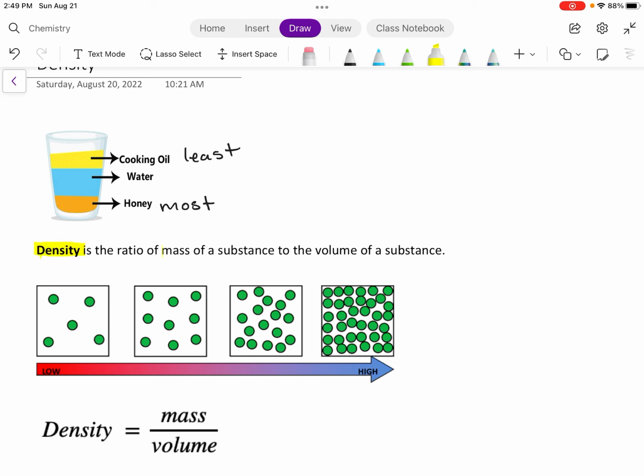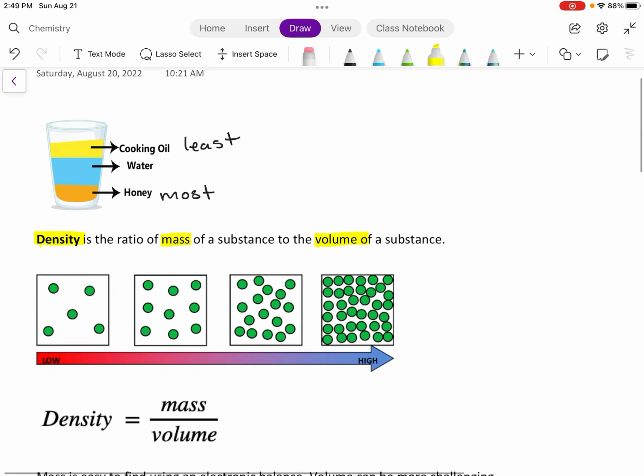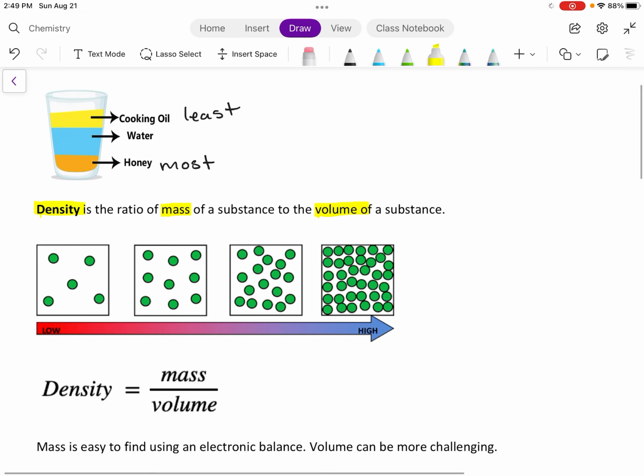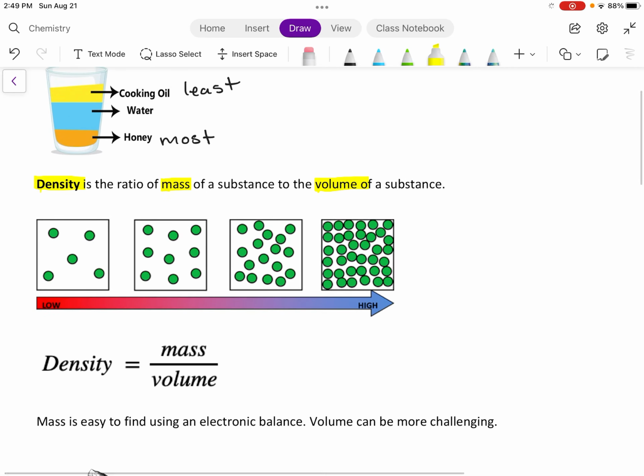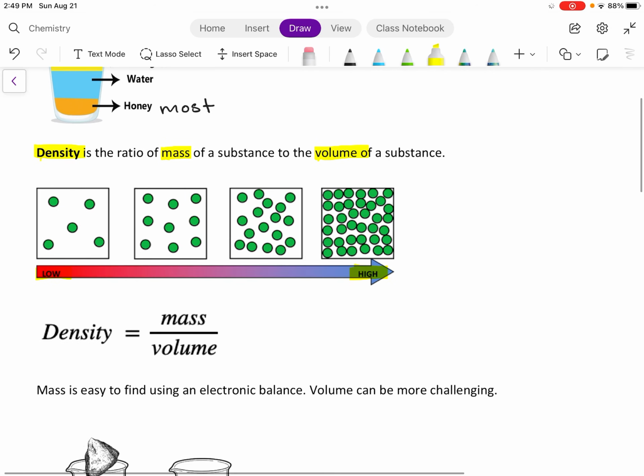Density is the ratio of mass of a substance to the volume of a substance. So we're comparing mass and volume of a substance to get its density. So we have a nice picture here of low density to high density. You can see in that low density, those atoms are farthest apart, and then in our high density, they are closest together. So yes, density, the formula is mass divided by volume.